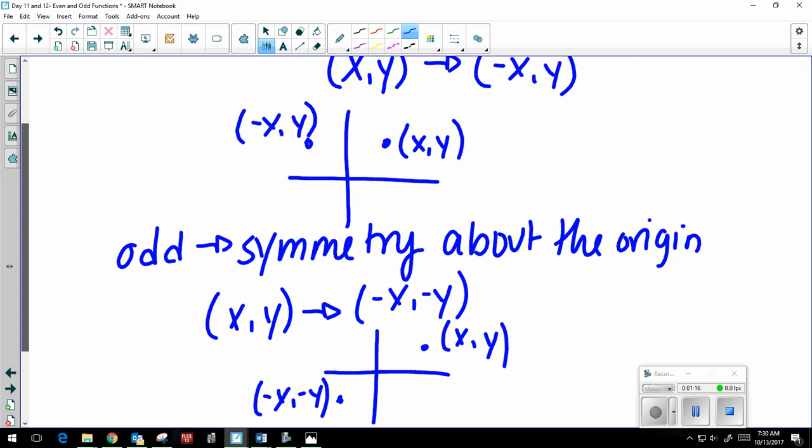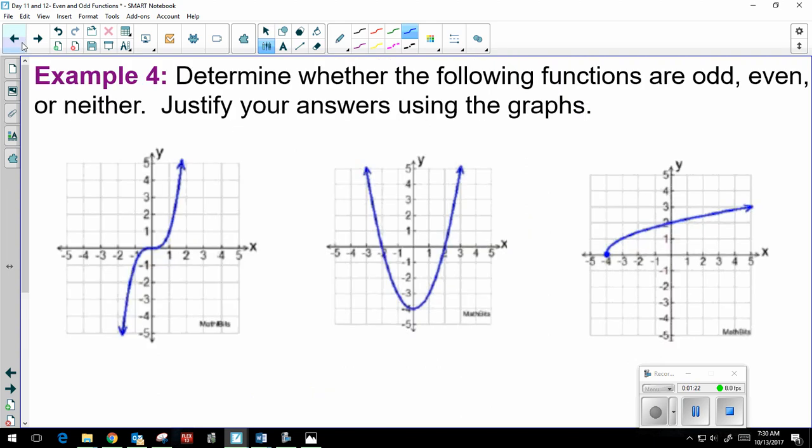And odd, I like to think of as opposite, or turning it upside down. Can you still see the same thing? So let's take a look at these three examples.